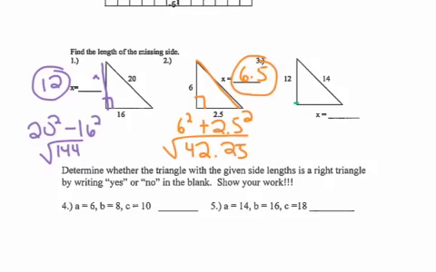Lastly, for this one, I'm looking for this side. Here's my 90-degree angle, so it touches it, so I'm looking for a leg. So take your largest value, your hypotenuse squared, minus 12 squared, and I would get 52. And the square root of 52 is roughly 7.2.